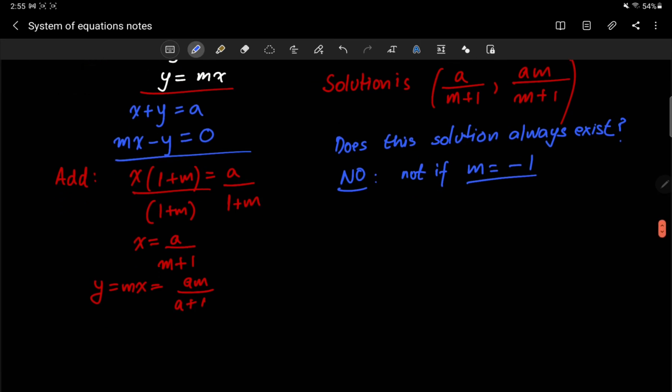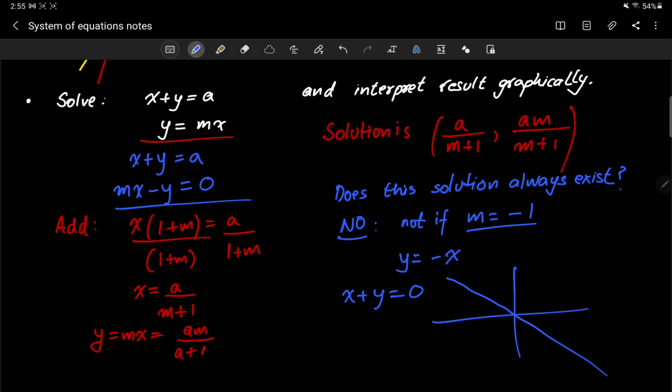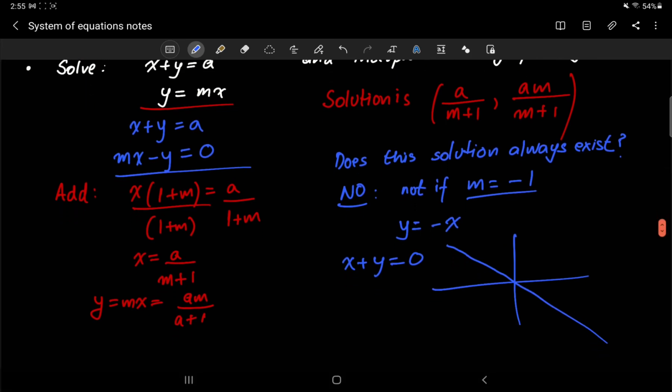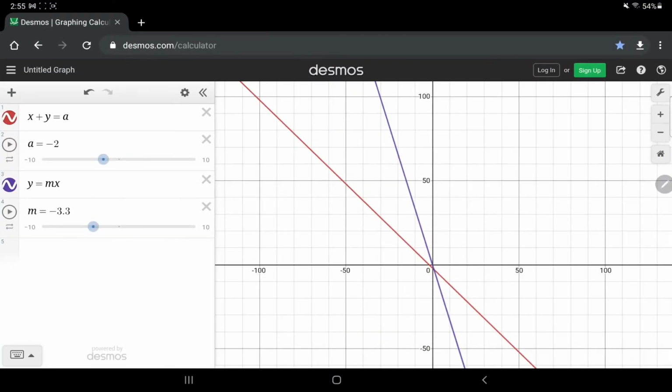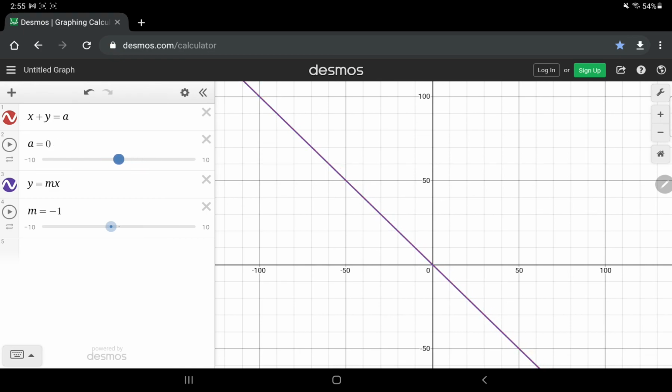So what really happens when m equals -1? Graphically, if m equals -1, then y equals -x. And that equation can be written as x plus y equals 0, which means it's parallel to x plus y equals a. That's why there is no solution there. You can also look at it graphically. When m is -1 and a is 0, there are going to be infinitely many solutions. But for any other value of a, they're going to be parallel, so there's going to be no solution.